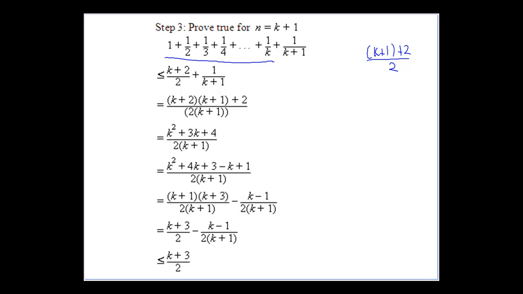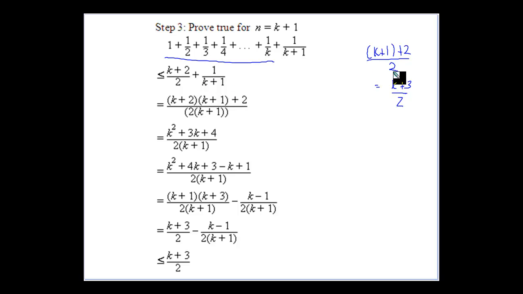So what we want to do is prove that this statement, 1 plus 1/2 plus 1/3 through to 1 on k, plus the 1 on k plus 1, because it's a sum of the first k plus 1 terms, would be less than or equal to k plus 1 plus 2 over 2, which is the same as k plus 3 over 2. So if we can get it less than that, we're in business. We have proved it. So we start. We know that statement there. Because that amount was less than k plus 2 over 2, then that whole statement plus 1 on k plus 1 must be less than k plus 2 over 2 plus 1 on k plus 1.